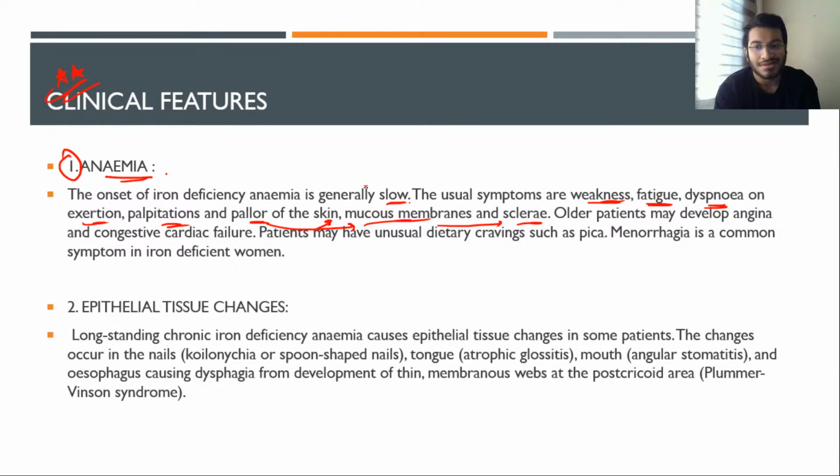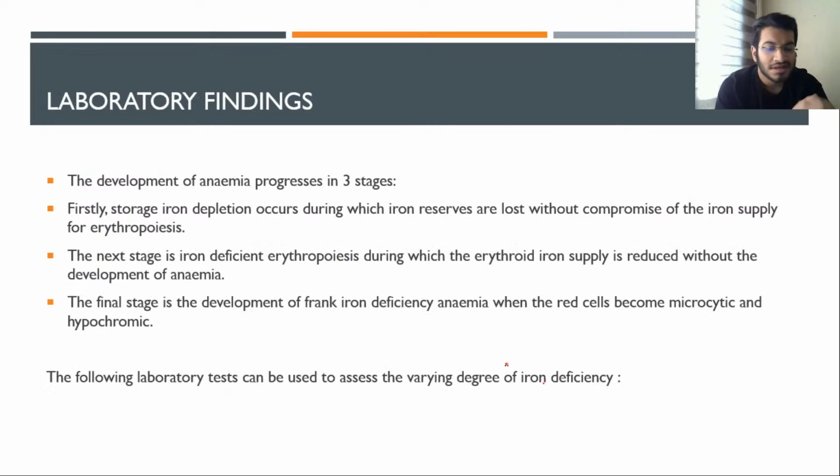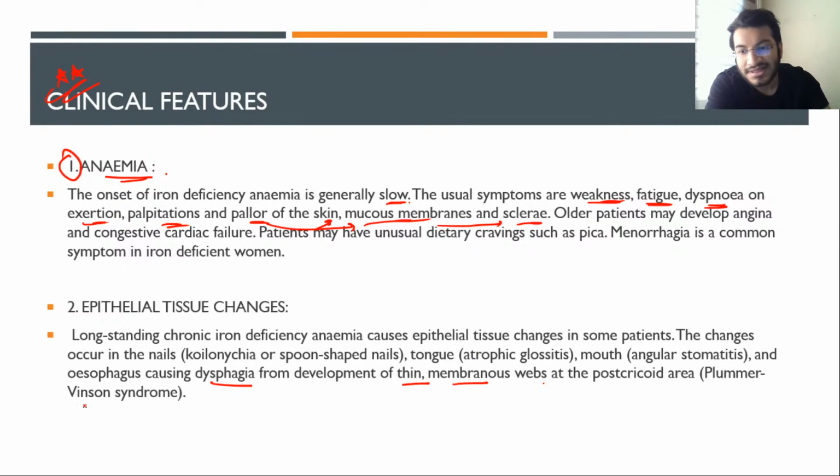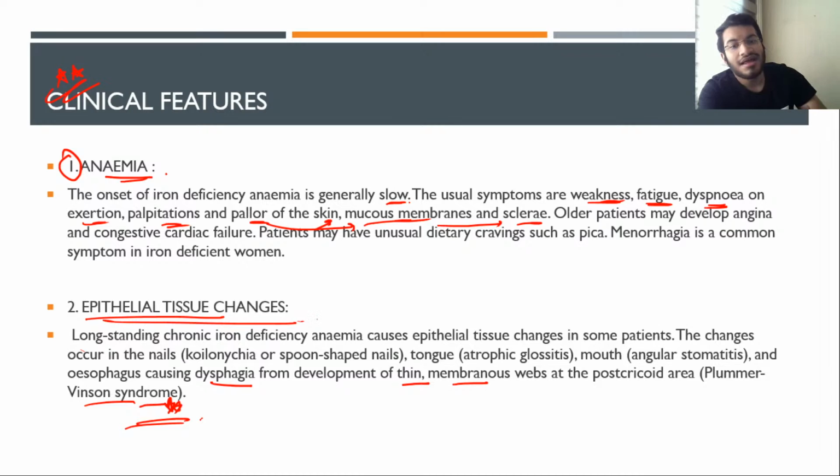Then epithelial changes. Long-standing chronic iron deficiency anemia causes epithelial changes in some patients. The changes occur in the nails, koilonychia or spoon-shaped nails, then tongue atrophic glossitis, mouth angular stomatitis, and esophagus dysphagia from development of thin membranous webs, and this is called Plummer-Vinson syndrome. Plummer-Vinson syndrome, right? Koilonychia, atrophic glossitis, angular stomatitis, Plummer-Vinson syndrome.